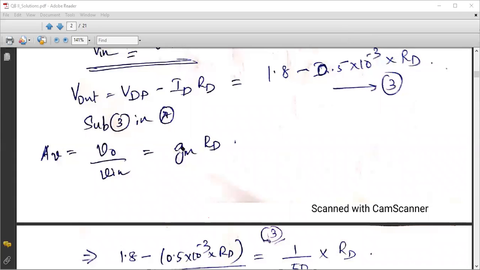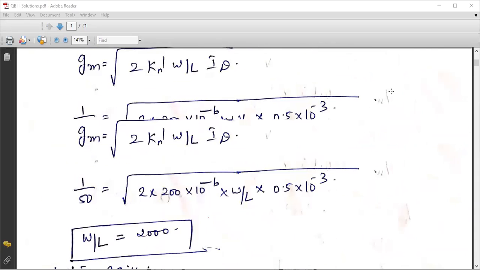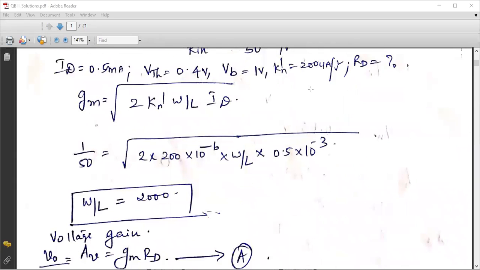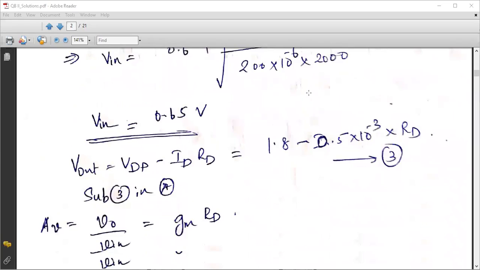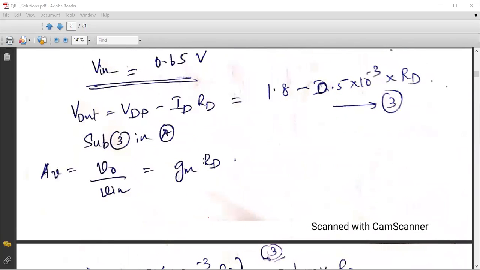And in the right hand side, gm we have already solved. What was gm? gm is 1 by 50. So let it be there. So 1 by 50 into RD, and RD is again unknown. So you will be getting an equation with only the unknown RD, so it is easier to solve.